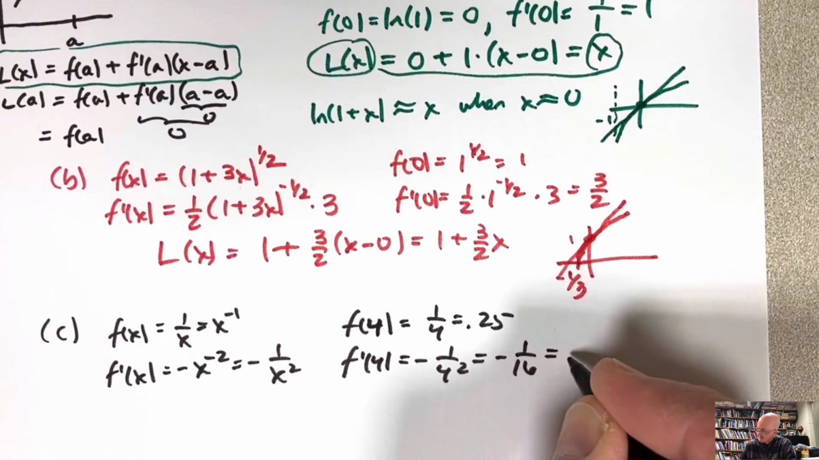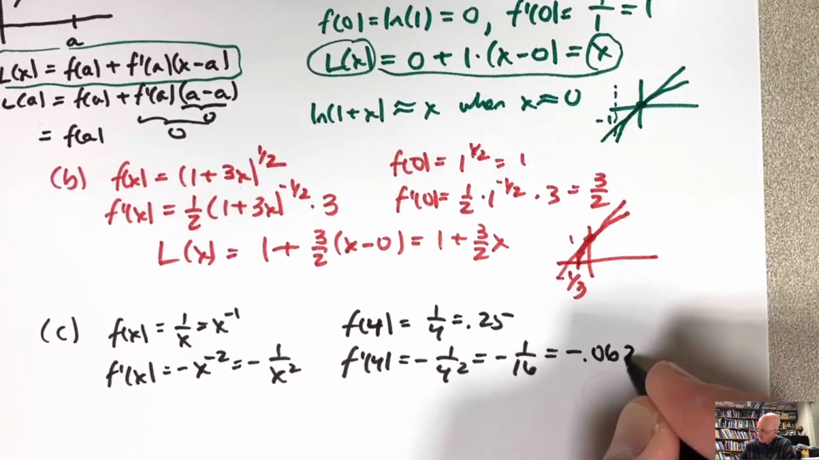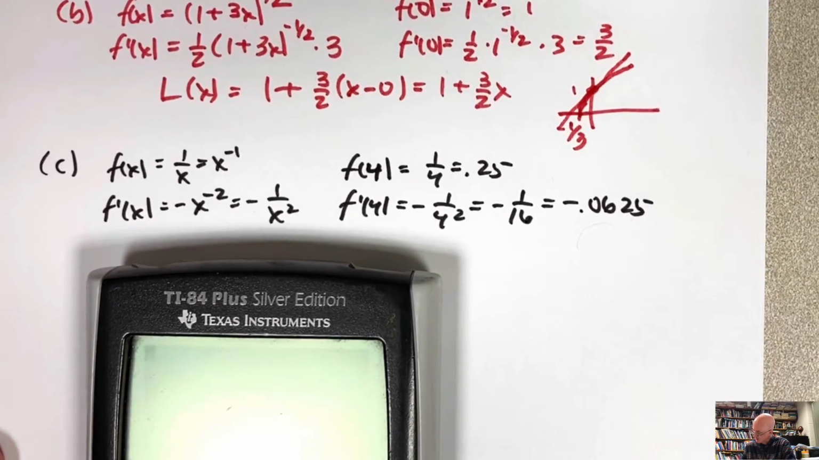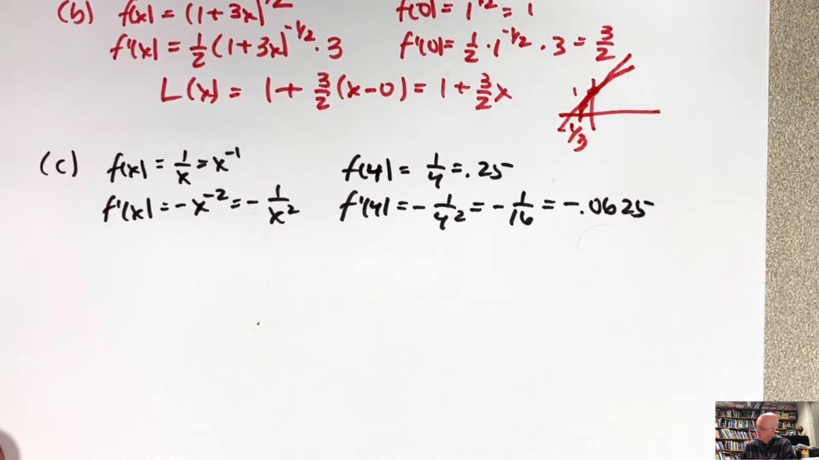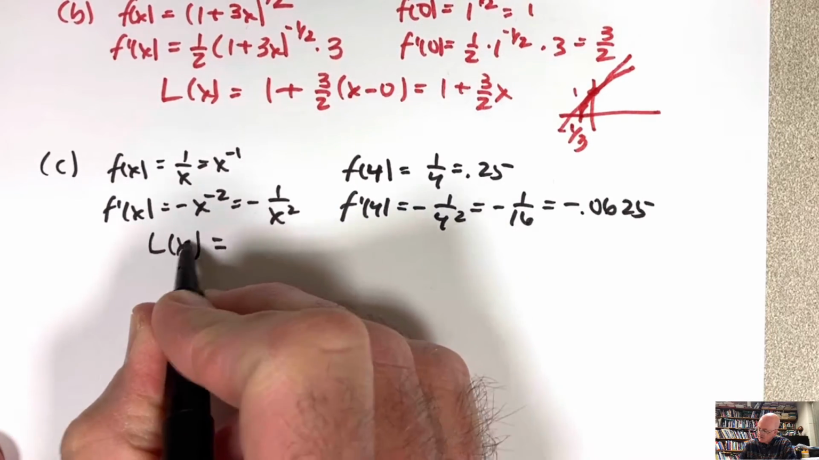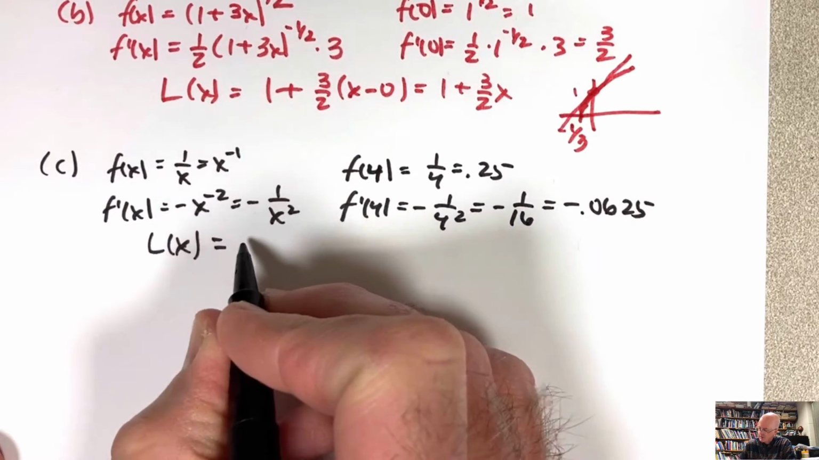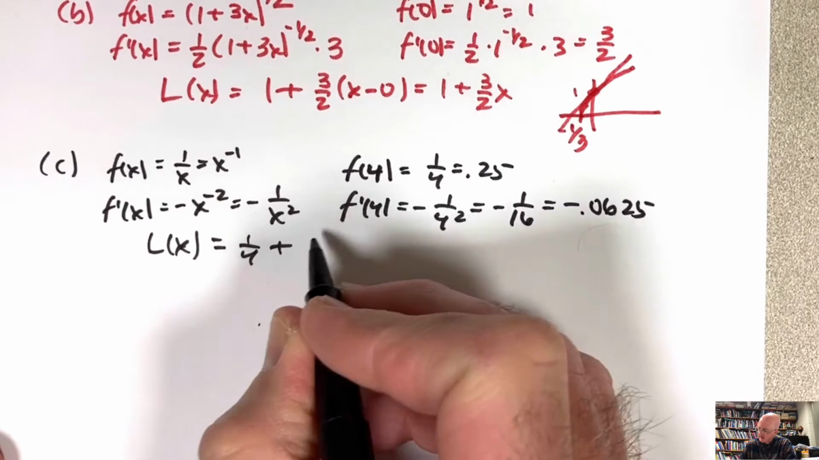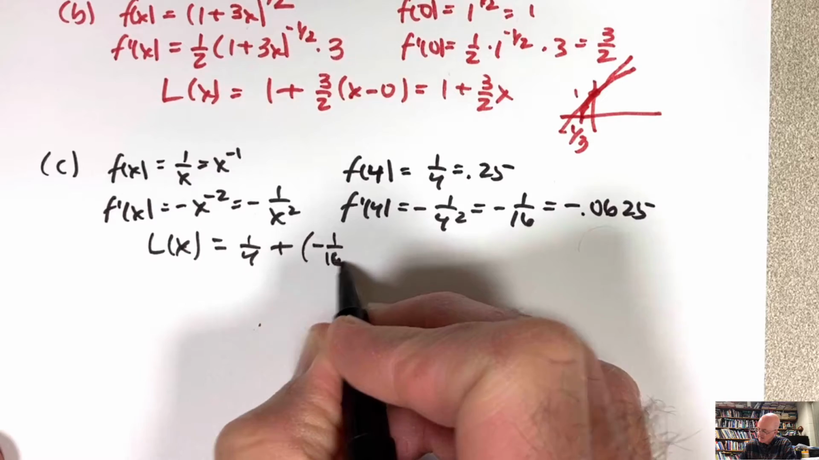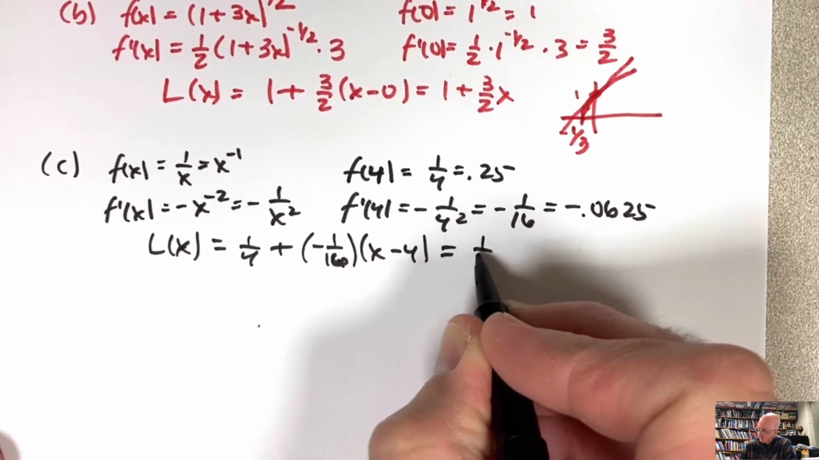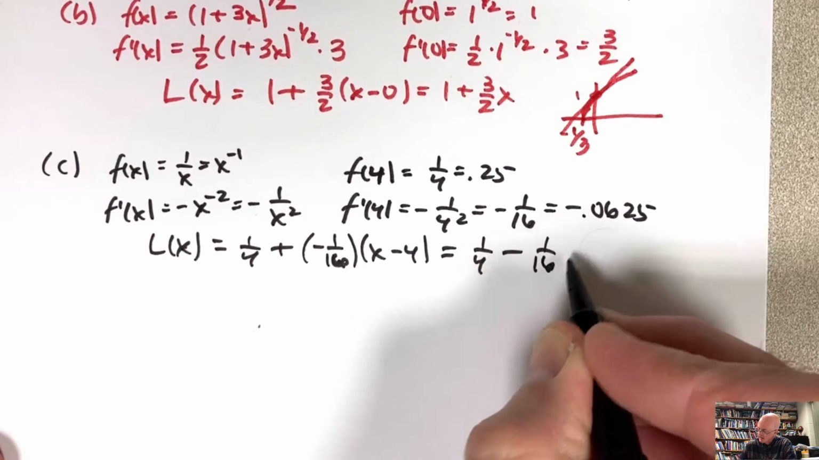And that is the same as negative 0.0625, if I'm doing my arithmetic in my head correctly. I think I should have done that enough to know for sure. I'm going to confirm just to check. Yep, 0.0625. And then L of x, I'll use the fractions, is f of 4, which is 1/4, plus f prime of 4, which is negative 1/16, times x minus 4. More typically, you'd write this as 1/4 minus 1/16 times x minus 4.